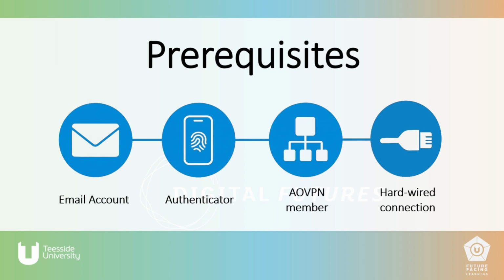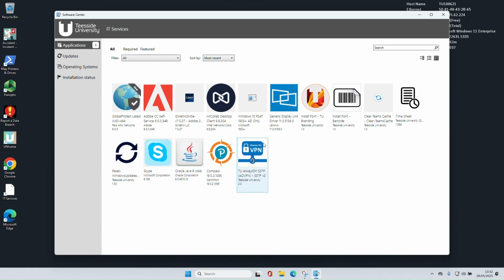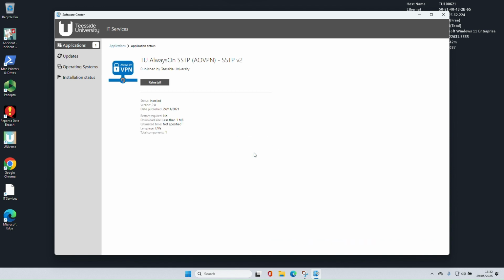Make sure your device has a hardwired network connection available and is not solely using a wireless connection. To install AOVPN, type Software Center in the search box in the taskbar. A list of applications will be presented. Click on Always On VPN icon and click Install or Reinstall.